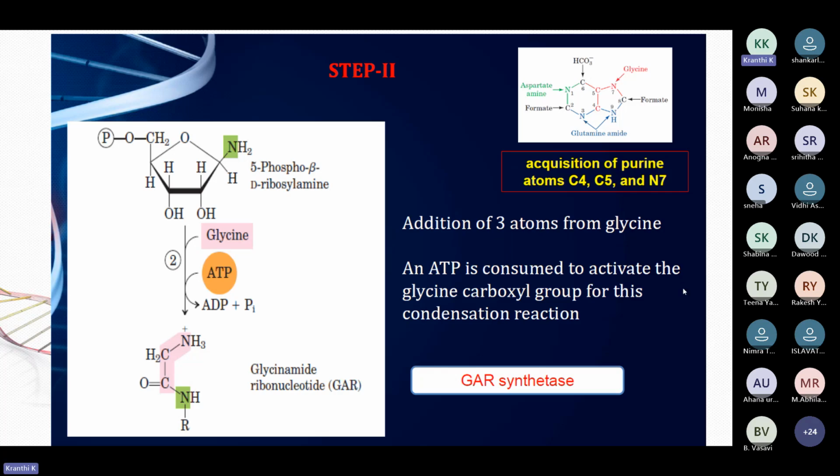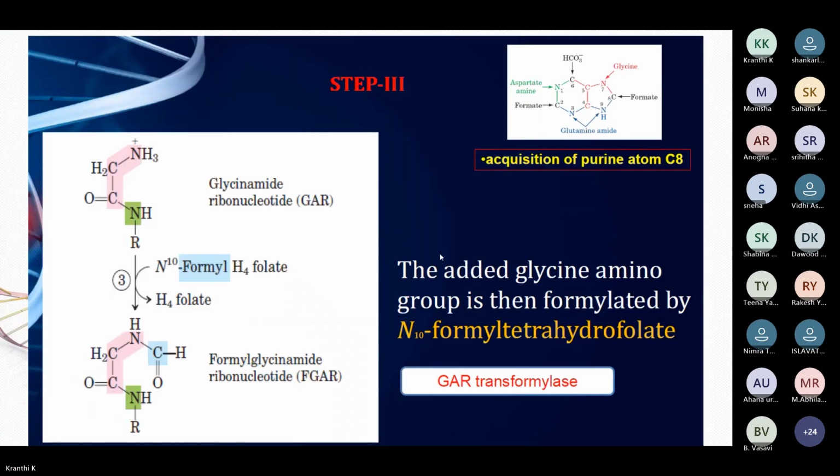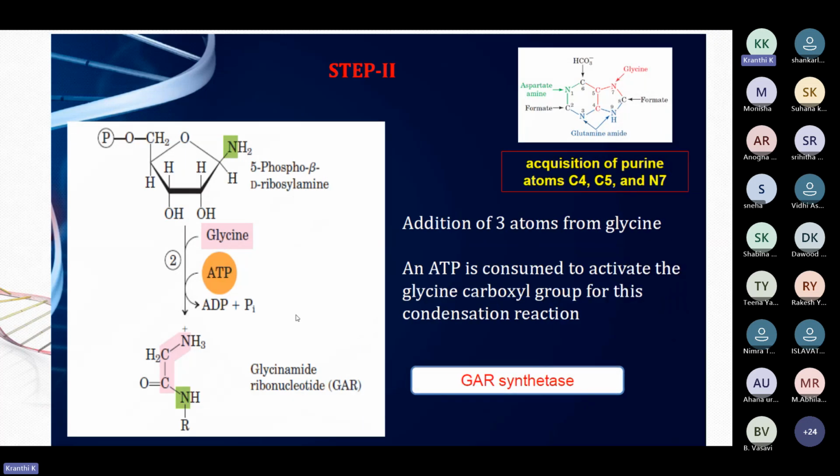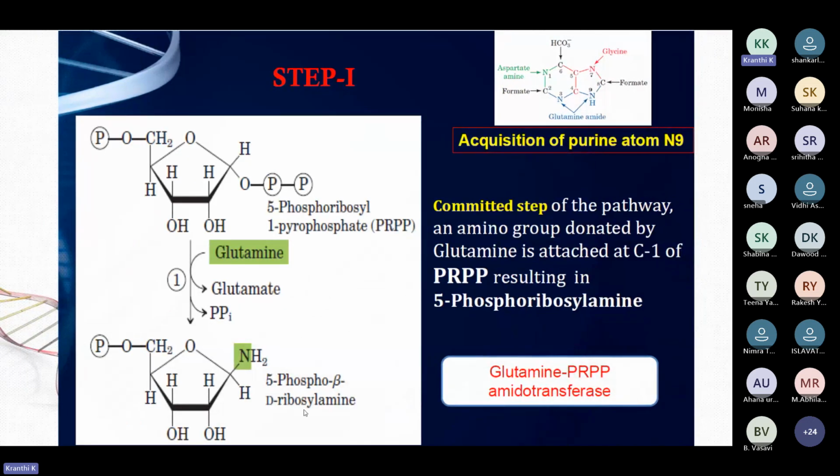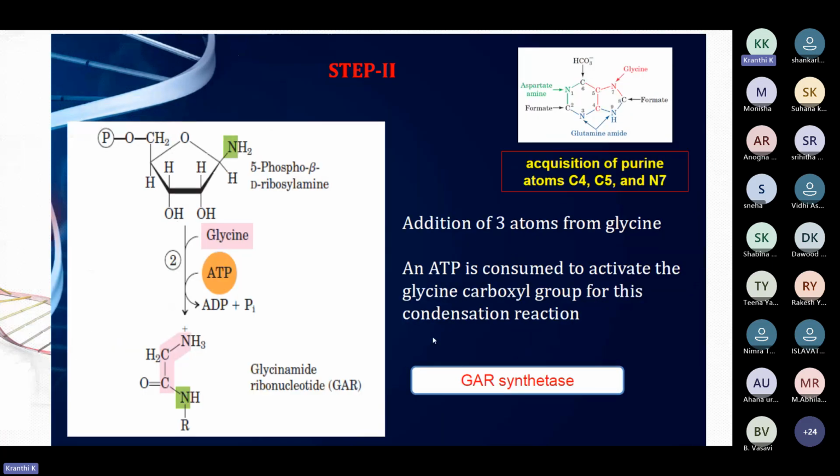What is this enzyme here? GAR synthetase. What is GAR? Glycinamide ribonucleotide synthetase. Now this one formed and this glycine also formed. Now I think this N means this one. I think that is C1 or this N, right? N means, I think, C9. Okay, leave it. I will explain that later.